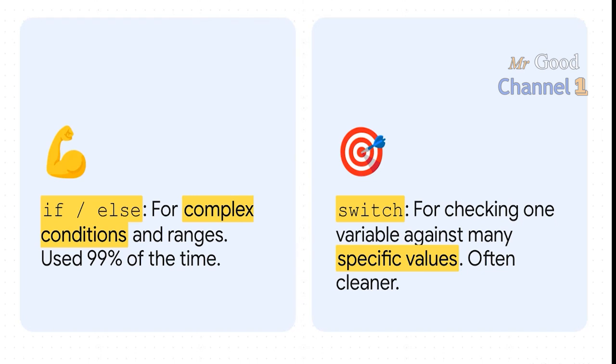So when do you use which one? The rule of thumb is pretty simple. For anything complex, like checking number ranges or combining different variables with and or, you're going to use if-else. It's the flexible, powerful tool you'll use 99% of the time. But if you find yourself checking one single variable against a list of specific things, like checking the day of the week, a switch statement is often way cleaner and much easier to read.